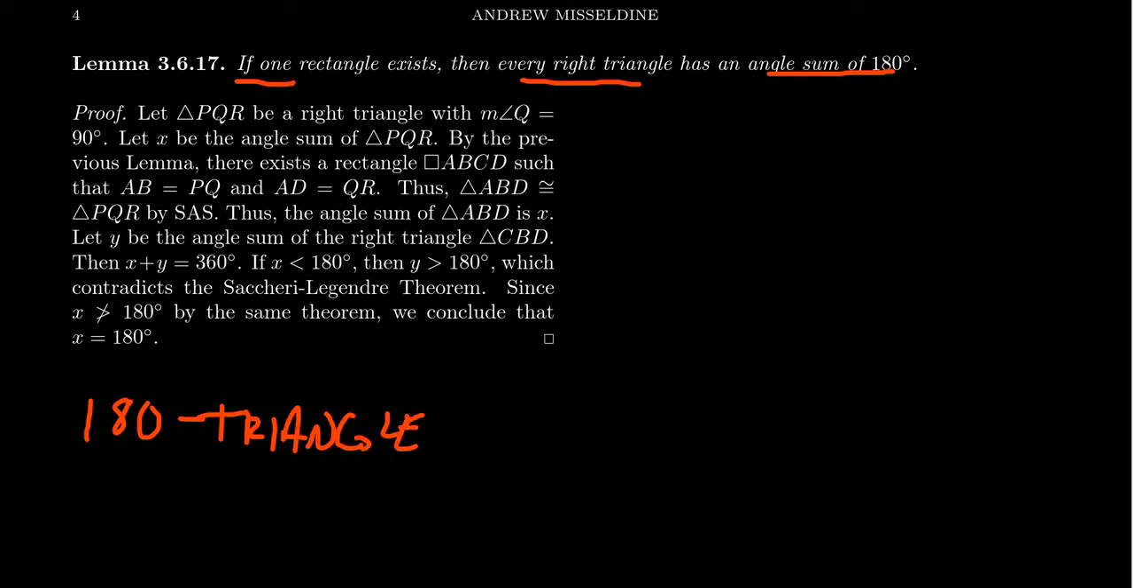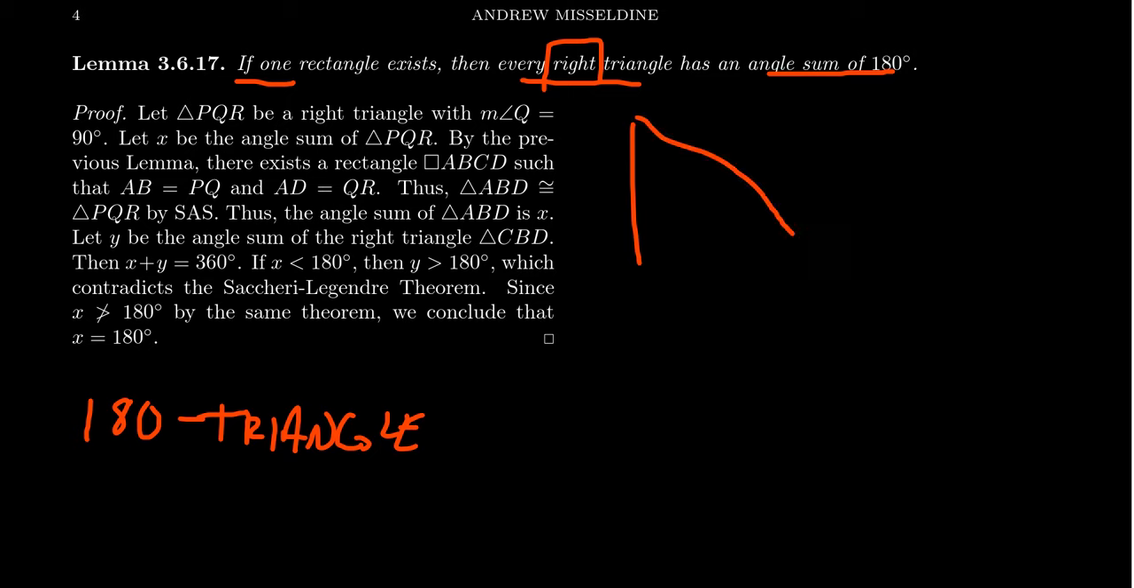So this lemma will say that if rectangles exist, then every right triangle is a 180 triangle. And let me emphasize here that we are only working with right triangles for a moment. We won't say things about general triangles until a little bit later. But right now, let's suppose we have a right triangle. And so the idea is the following.